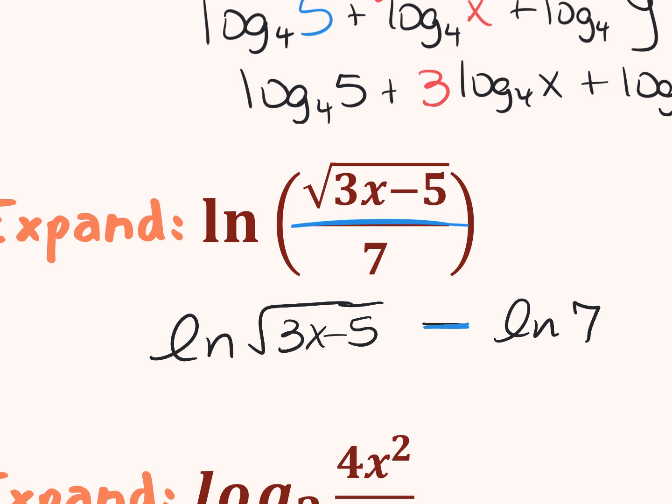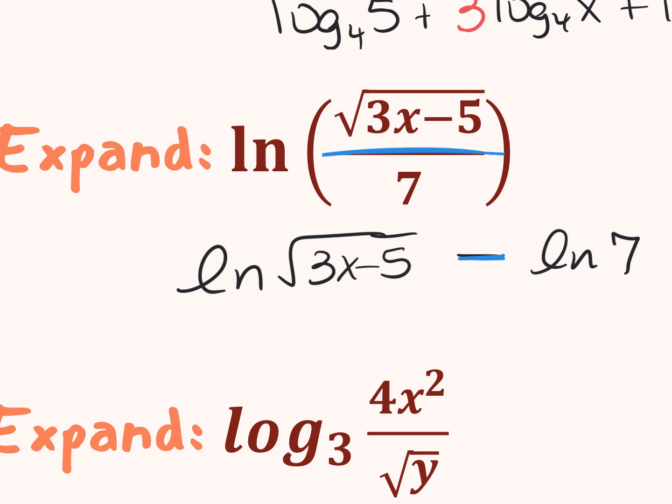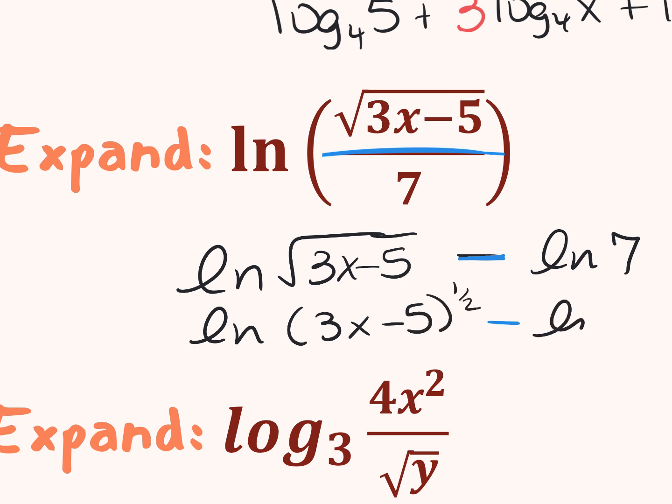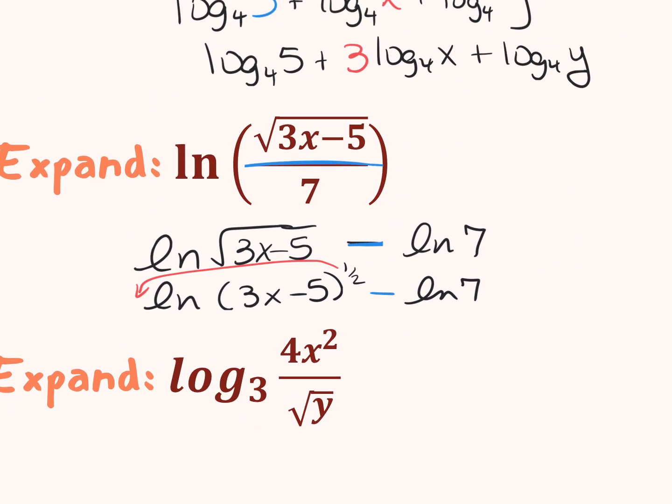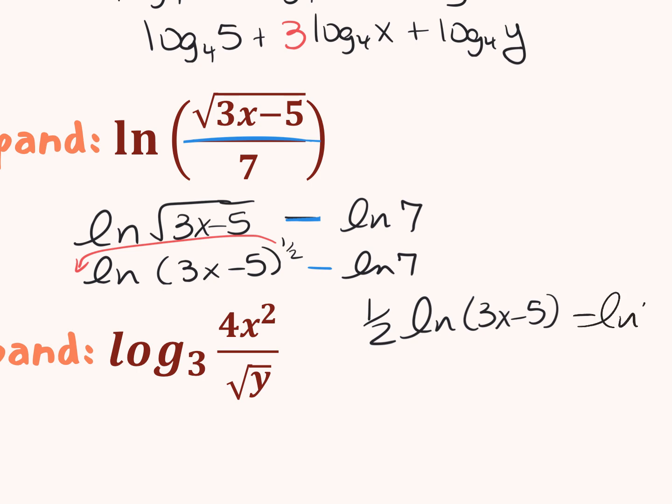Now, when we're done expanding, no radicals. We've got to get rid of that. So remember, whenever you have a square root, it's like raising it to the 1/2 power. So I'm going to change 3x minus 5 to 3x minus 5 to the 1/2 power. Still has the minus natural log of 7. And again, I can't have exponents left either, so this 1/2 needs to come to the front. So then the final answer is going to be 1/2 natural log of 3x minus 5 minus the natural log of 7.